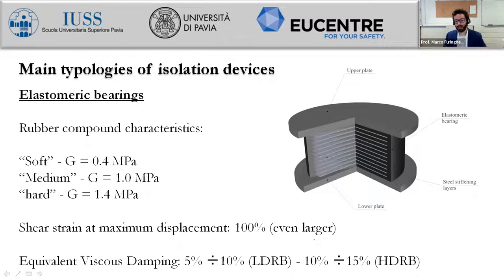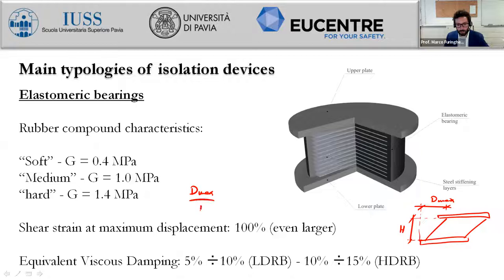And as a shear strain, I refer to this displaced configuration. At maximum displacement, the bearing deforms like that. And this is the applied displacement, let's say D max. And let's assume capital H as the total height of the isolator. So D max over H is equal to the shear strain.